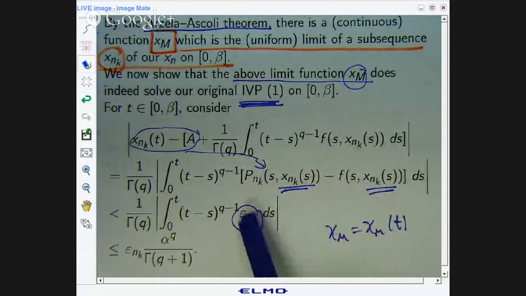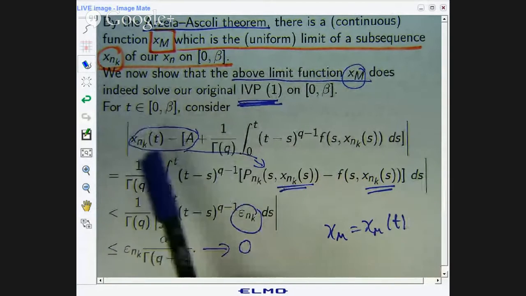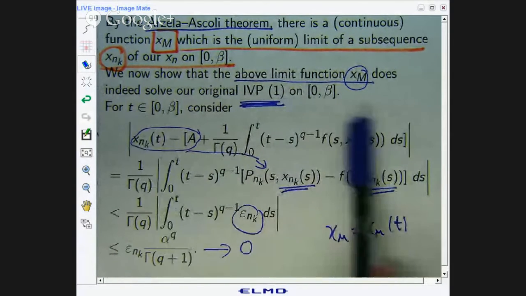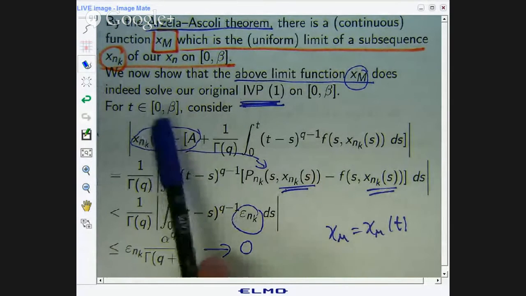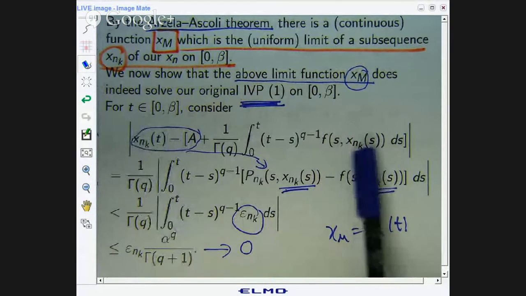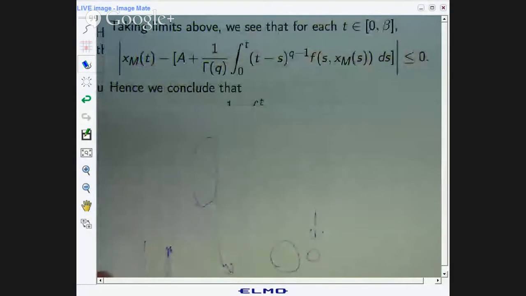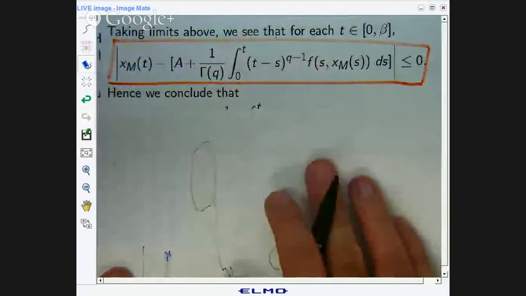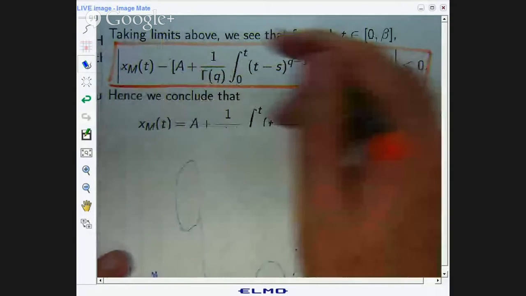So let's take the limit. This will go off to 0, right? So I've got the absolute value is less than 0. What happens? Well, everything inside this absolute value has to be 0, right? And in the limit, this will become x sub big M. This will become x sub big M. And what do we have then? Well, we get this. Okay, so we've taken the limits, we've replaced this with x sub m, this with x sub m, and I get this. So the absolute value is less than or equal to 0.